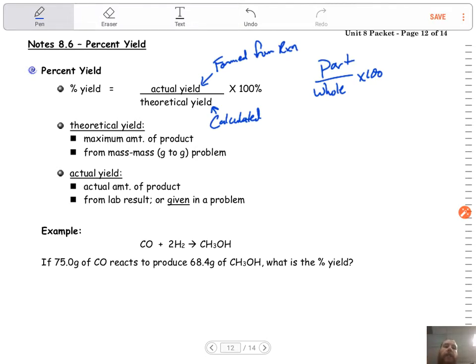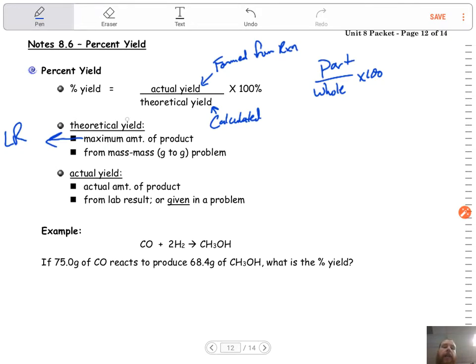The theoretical yield is the maximum amount of product. If you think back to our last video, the maximum amount of product is dependent upon what? This goes back to 8.5. What determines how much of a product is formed? Your limiting reactant. So in your lab, just a side note, you've got to figure out what your limiting reactant is first. That will dictate what your theoretical yield will be to then figure out your percent yield.